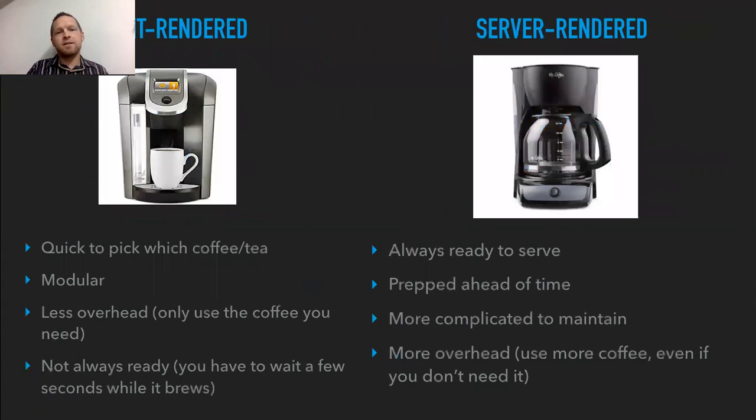So this is a fun little example, coffee. Client rendered is like a Keurig. Server rendered is like a traditional coffee pot. Client rendered code is quick. Like a Keurig, it's quick to pick out which coffee or tea. It's modular. They come in these nice little packages. There's less overhead. We only use the coffee that we need, and it's not always ready for you. That's the bummer. You only have to wait a few seconds, a few minutes, but it's not always ready. So that's where server-side rendering comes in. It's always ready to serve. It's prepped ahead of time. But the downside is that it is more complicated to maintain, and there is more overhead. You use more coffee even if you don't need it.